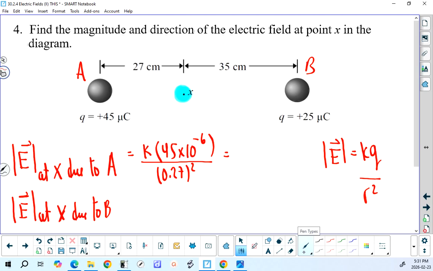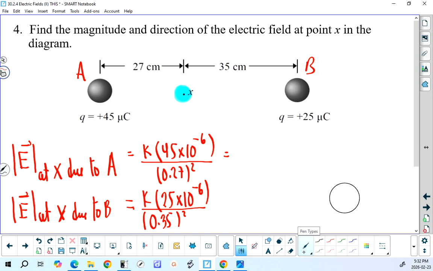If we want to calculate the magnitude of the electric field at x due to B, we're going to repeat the process. We're going to take Coulomb's constant, multiply by the charge on B, which is 25 microcoulombs, and divide by r squared, which is 0.35 squared. Well, let's calculate those two, and then let's talk about how we're going to use them to find the answer to the question. I just want to get rid of this. I was just putting it there to remind you what the formulas are.